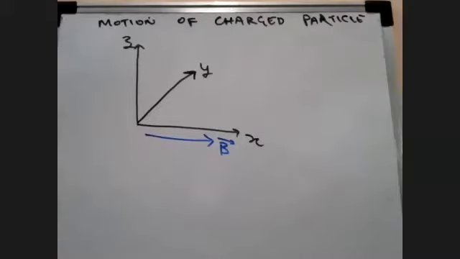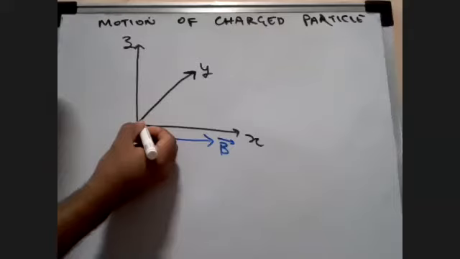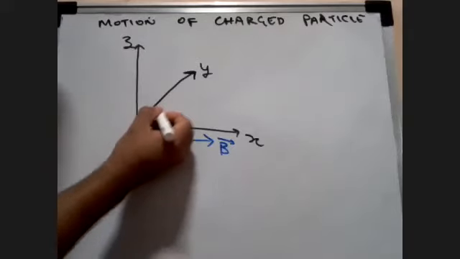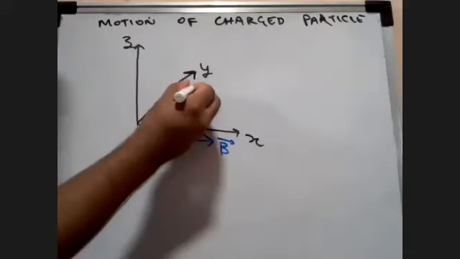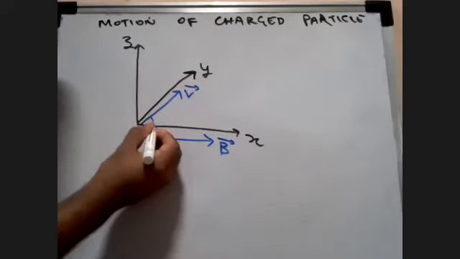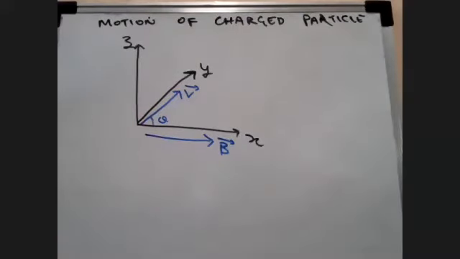Okay, pay attention. The magnetic field is along the x-axis. I have a velocity vector somewhere, making an angle theta with the magnetic field. Now, mind you, this velocity vector is not going inside the plane.